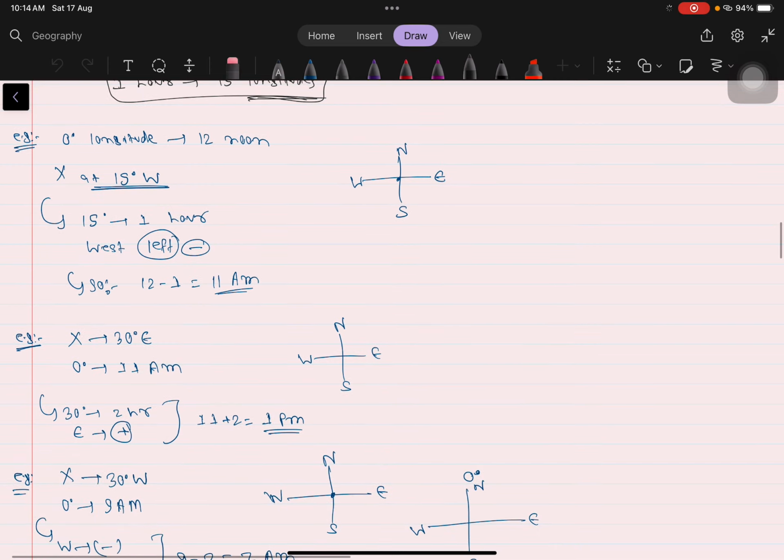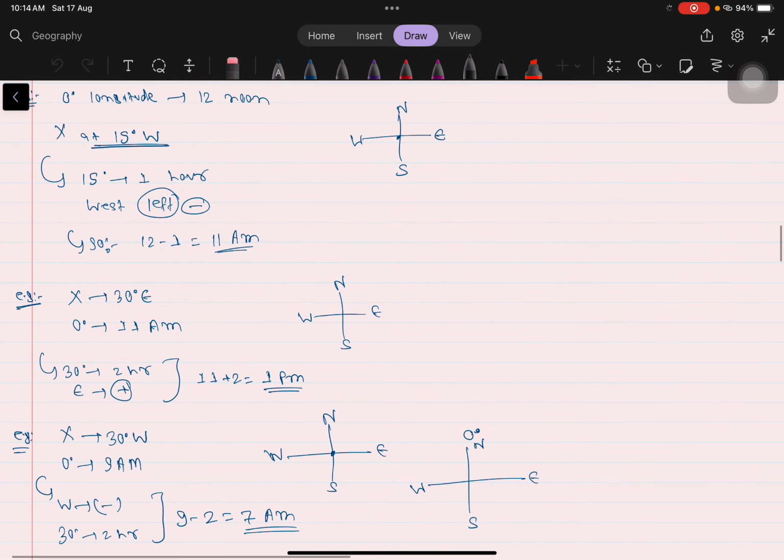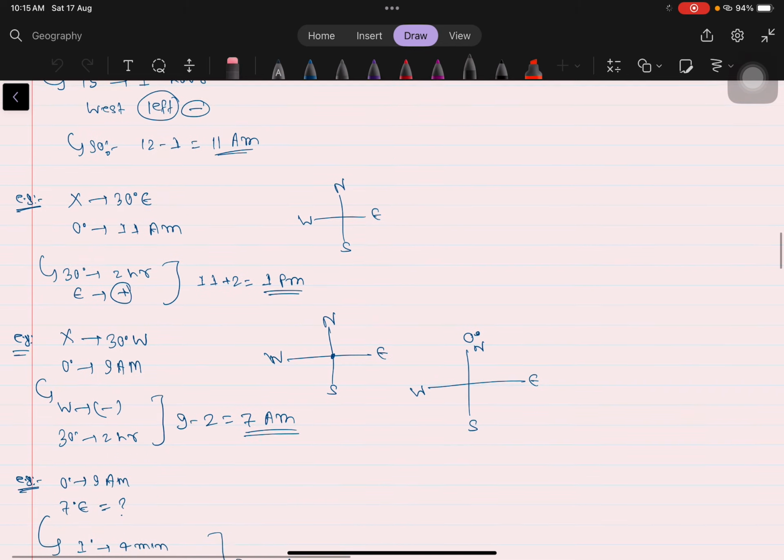Now in the second example, x is present at 30 degree east, and at the prime meridian the time is 11 a.m. Since we have to move 30 degrees east, we need to add 2 hours. Since we are moving in the east direction, we need to add 2 hours. So it will be 1 p.m. at that point.